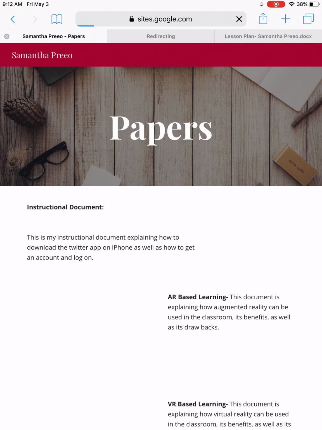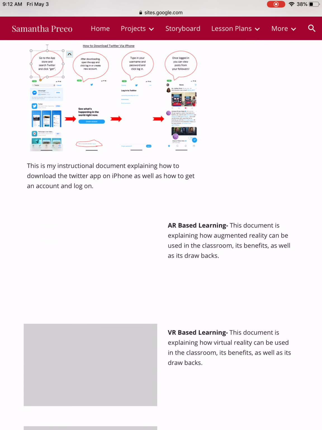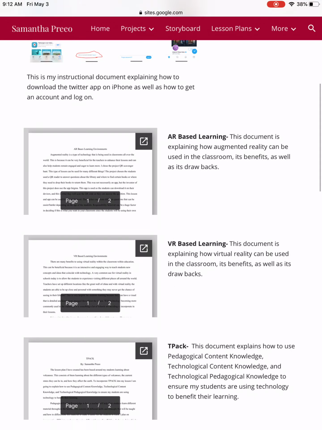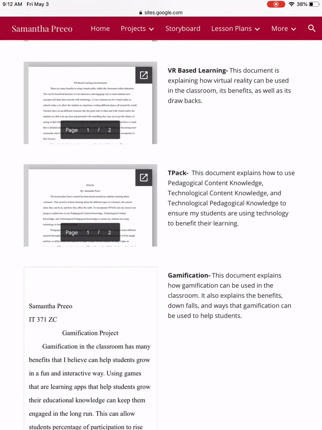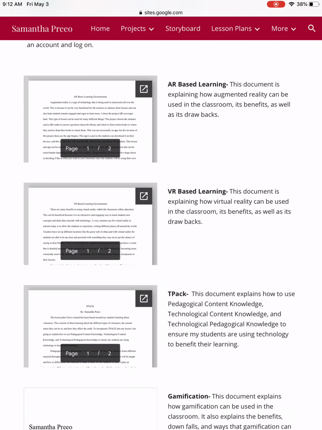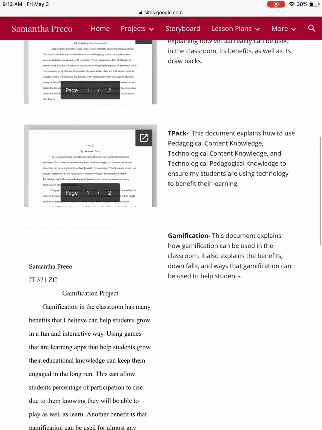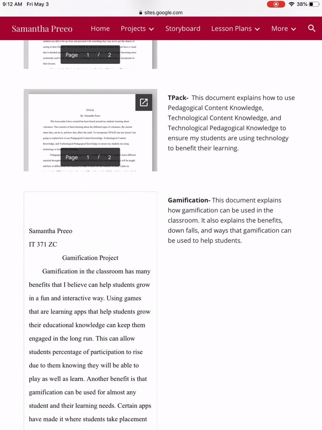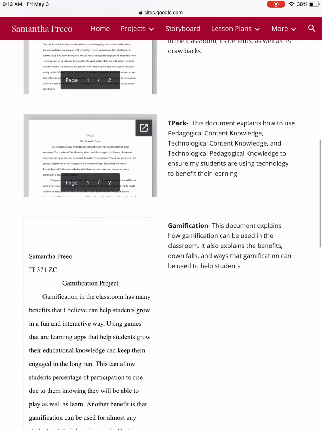We also created a lot of papers, or I created a lot of papers, and I did this because I feel like I can reflect more when I am writing than I could creating a PowerPoint. So I just created a lot of papers summarizing what AR and VR is, as well as TPACK, and how I feel about gamification and using it in my classroom.